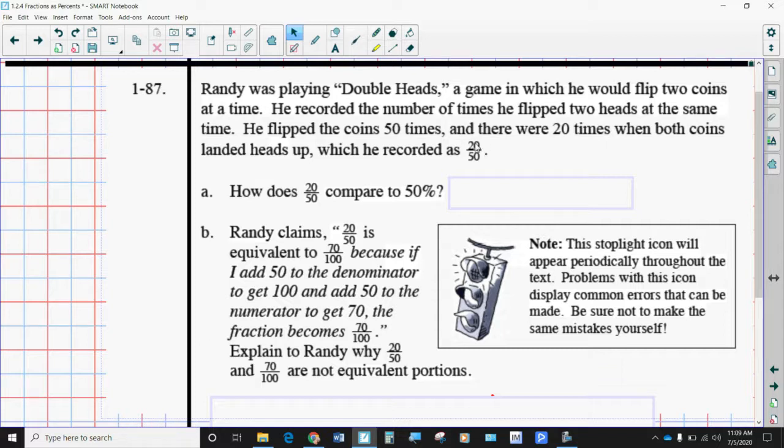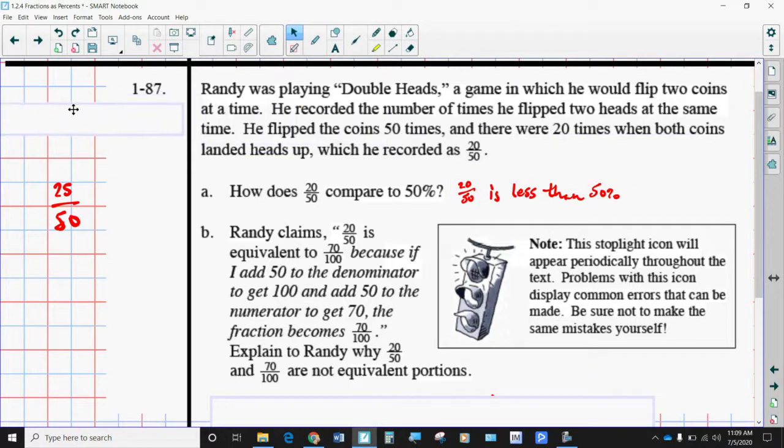So 20 out of 50, how does that compare to 50%? Is that more than 50%, less than 50%, or is that equal? And if you look at the 50, half of 50 is 25, so doesn't this have to be less than 50%? And your answer, yes, it is less than 50%.